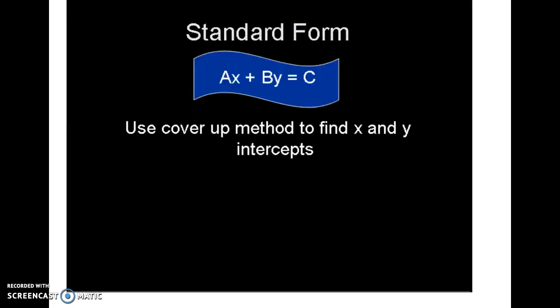Moving on to standard form. Standard form is ax plus by equals c. And we can use the cover-up method to find the x and the y intercepts. Remember, in this form, the a, b, and c must all be integers. You can't have any fractions, and the a must be a positive number. So when we're transforming our equations, we need to keep that in mind.